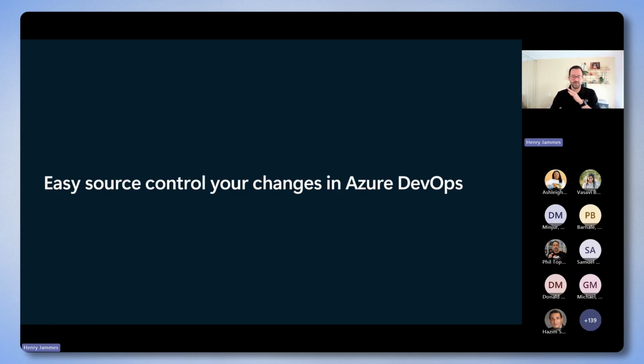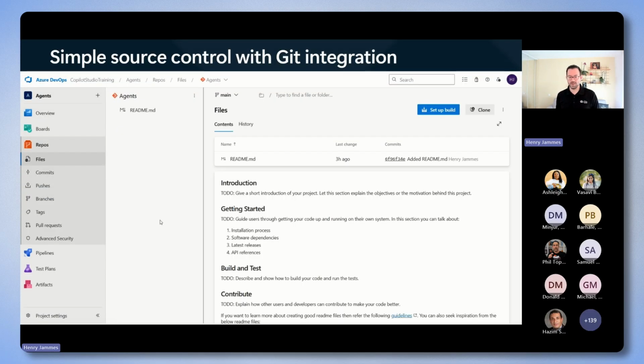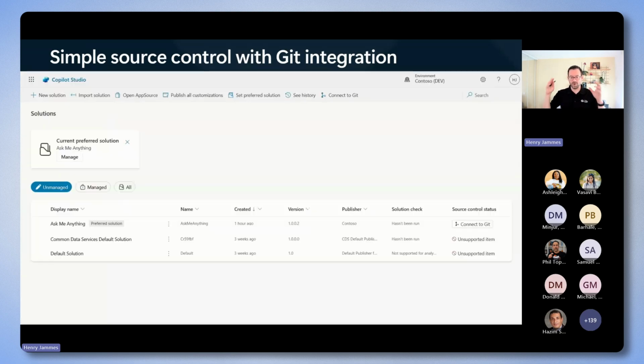Something I find amazing, and it just GA'd recently, is source control for Power Platform. So let's say I'm in Azure DevOps. I just created a project, nothing more, and I created the main branch. That's it. It's an empty Azure DevOps project. That's where I want to keep the source code of my agent.